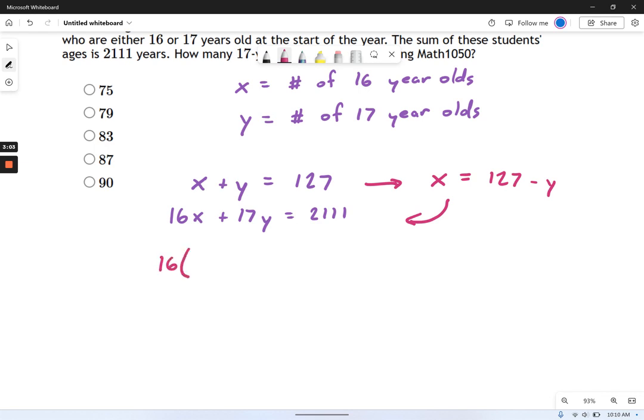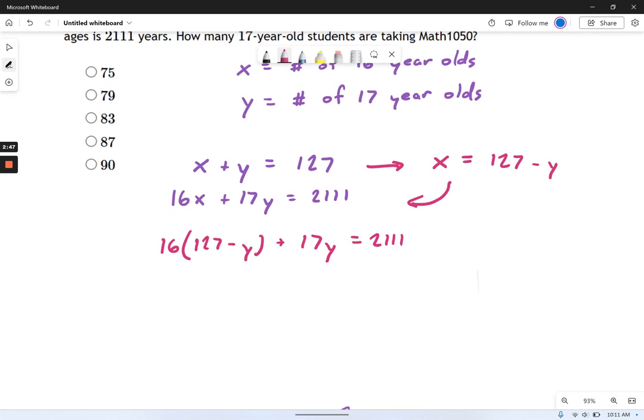So this becomes 16 times (127 minus Y) plus 17Y equals 2,111. And now look at what we have. It's an equation that only has Y's in it. We know we can solve equations that are only one variable.